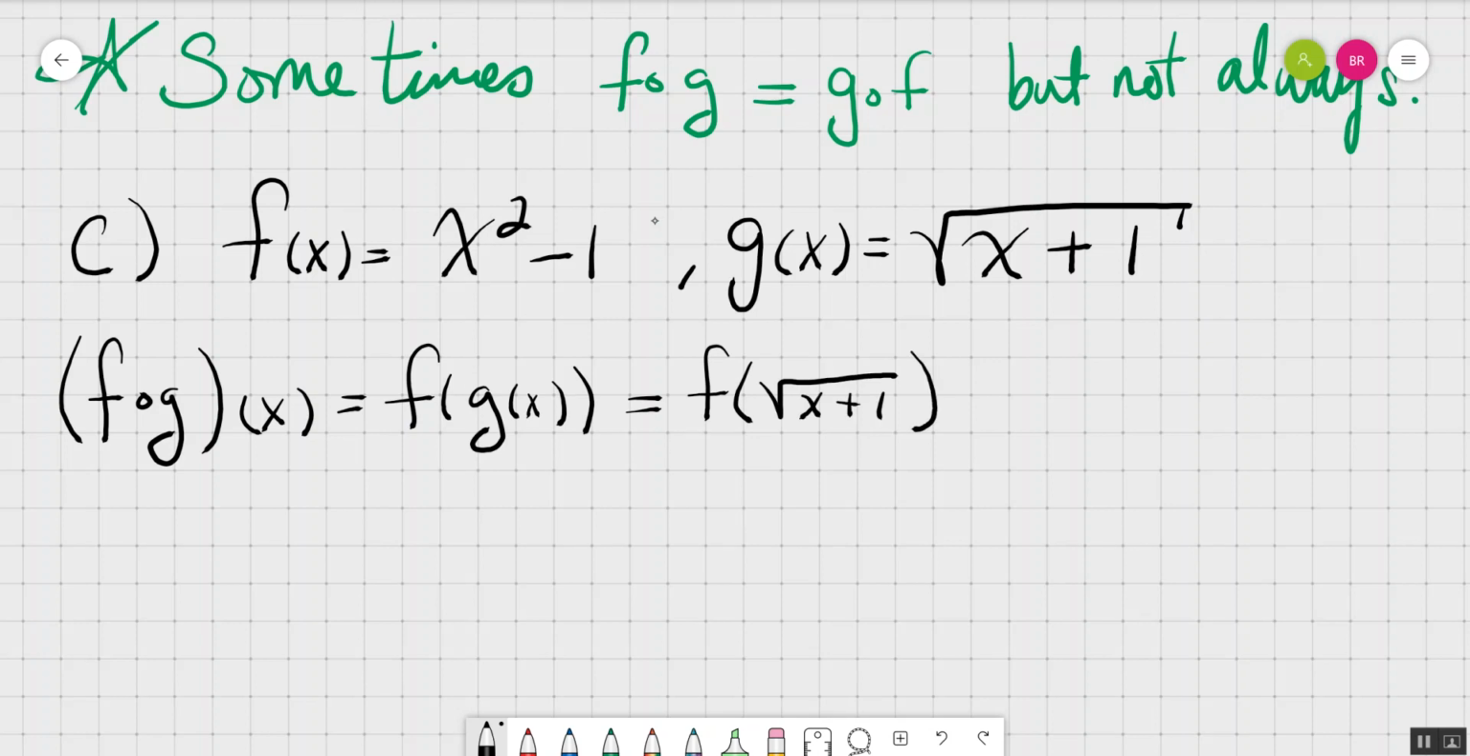Cool. Oh, no, wait, I was about to write something. I was about to do what f is, but we know what f is. F says whatever you give me, I'm going to square it and then subtract 1. So square root of x plus 1, squared, minus 1.